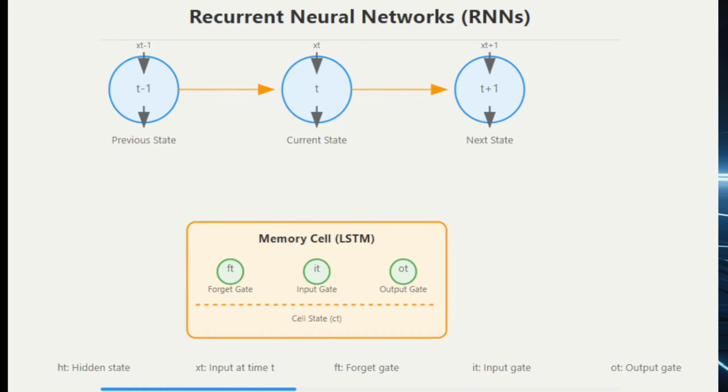Recurrent neural networks, or RNNs, are like the AI's memory. They're great at processing sequential data like the frames in a video. RNNs help the AI understand how objects move over time and generate smooth, coherent motion.